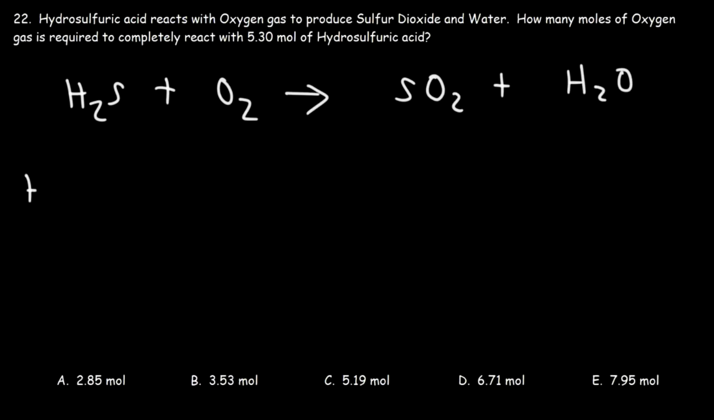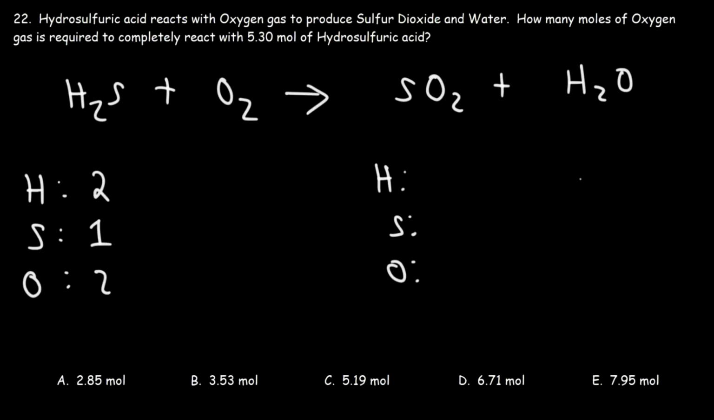So if you want to balance the chemical equation like this, you could. You can write out the different elements that you have on the reactant side and on the product side. Right now on the left side we have 2 hydrogen atoms, 1 sulfur atom, 2 oxygen atoms. On the right side we have 2 hydrogen atoms, 1 sulfur, and 3 oxygen atoms.